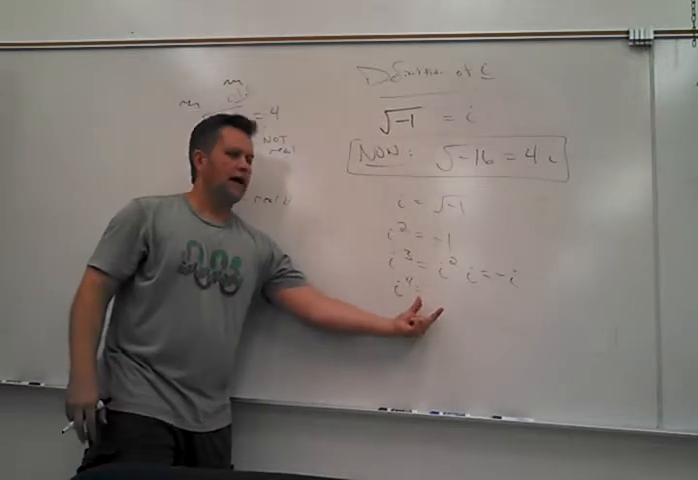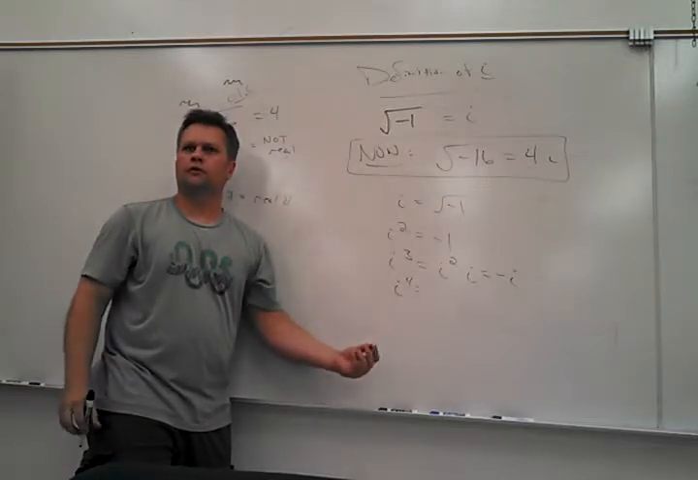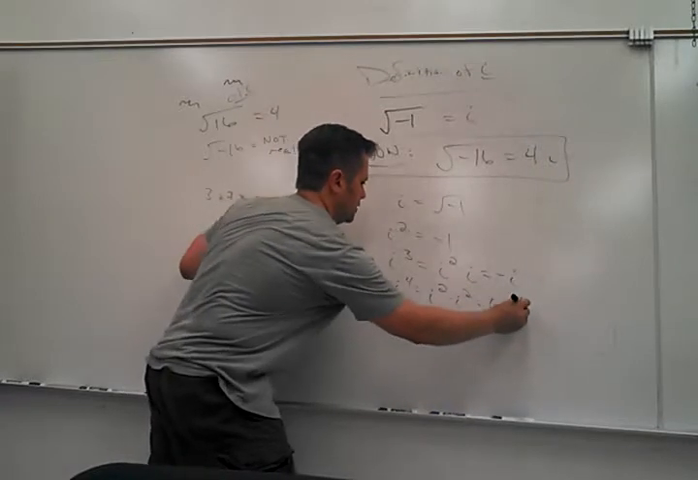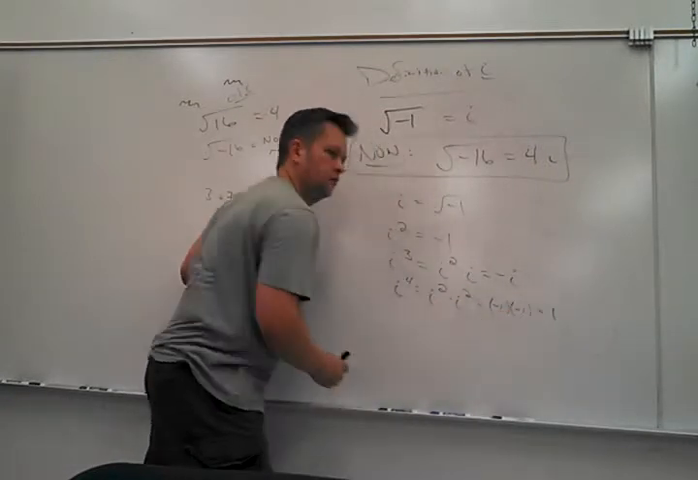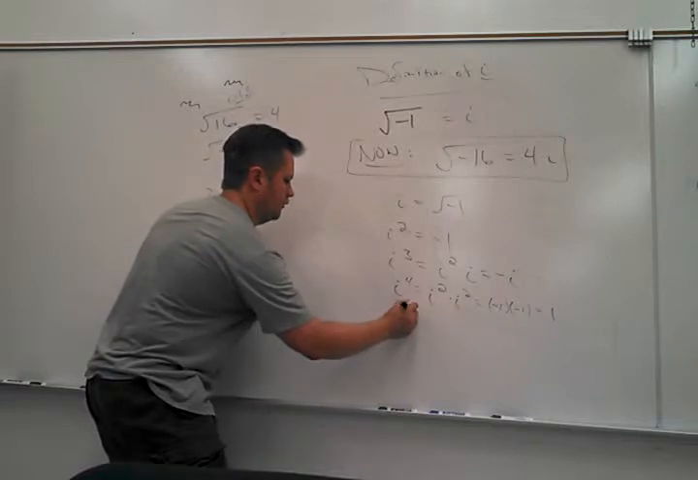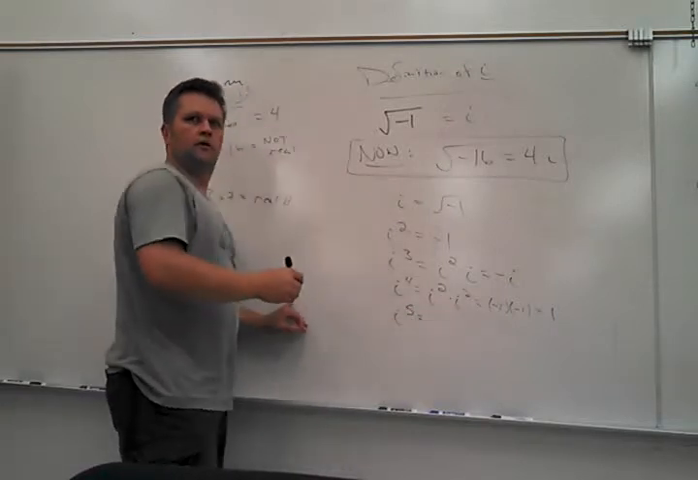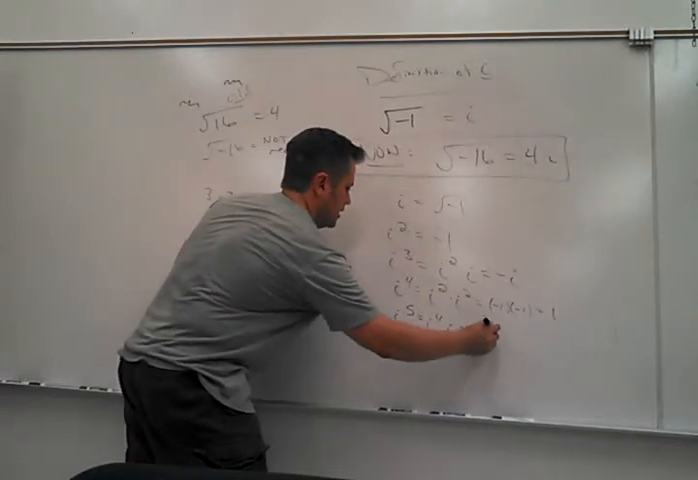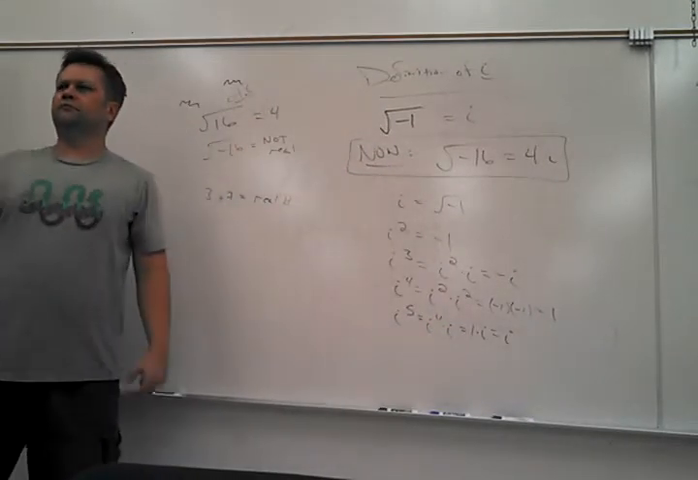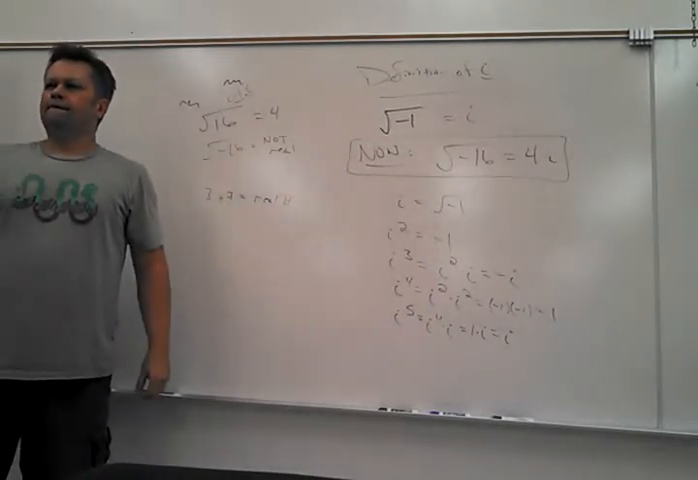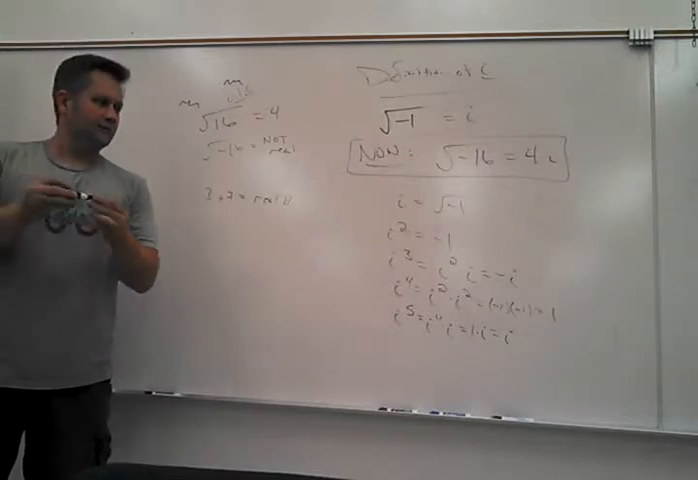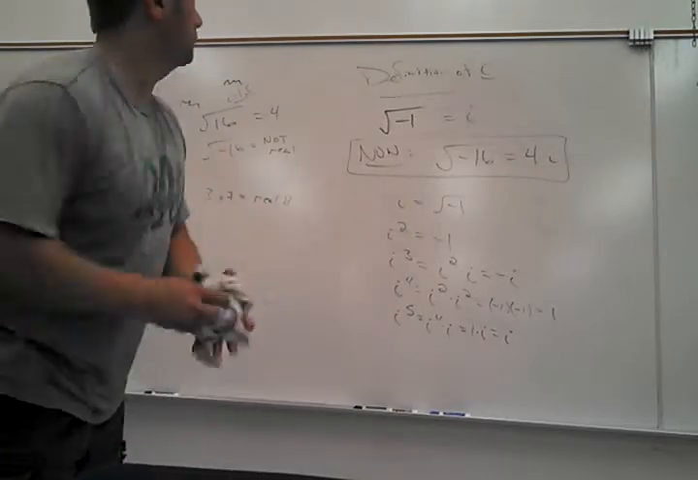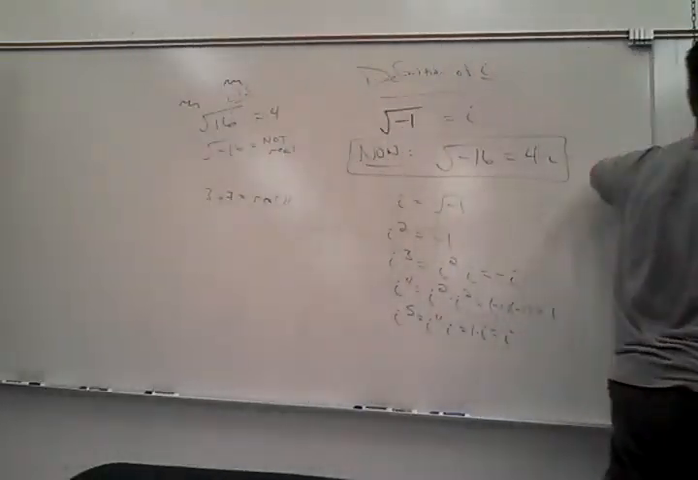And how about i to the 4th? 1. Yeah, because the best way to do that is i squared times i squared. Negative 1 times negative 1 is 1. So this is kind of freaky. What's i to the 5th? It's i to the 4th times i, so it's 1 times i. It's i. It starts over again. Let's summarize what we just did.